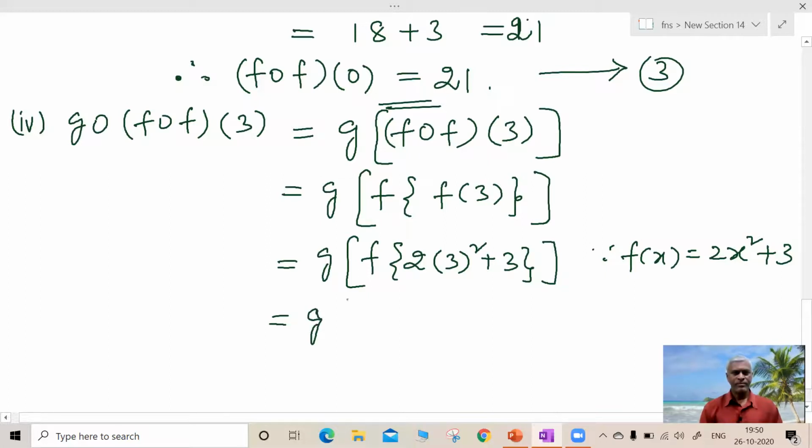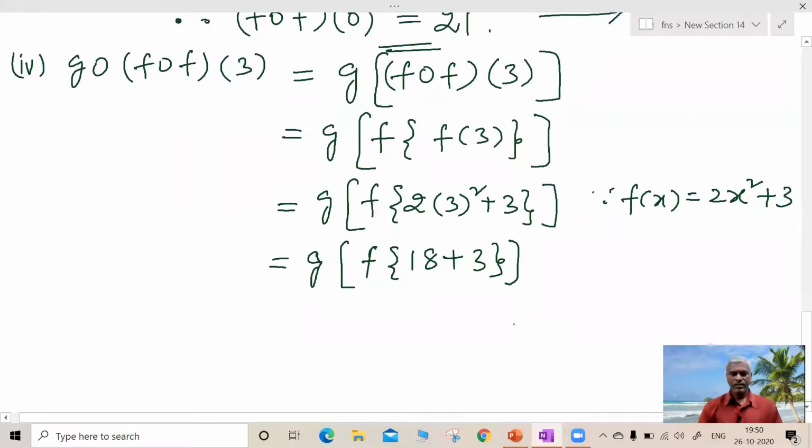G of f of 3: 2 into 9, 3 square is 9, 9 into 2 is 18, plus 3. So this is after simplifying. 18 plus 3 is 21.